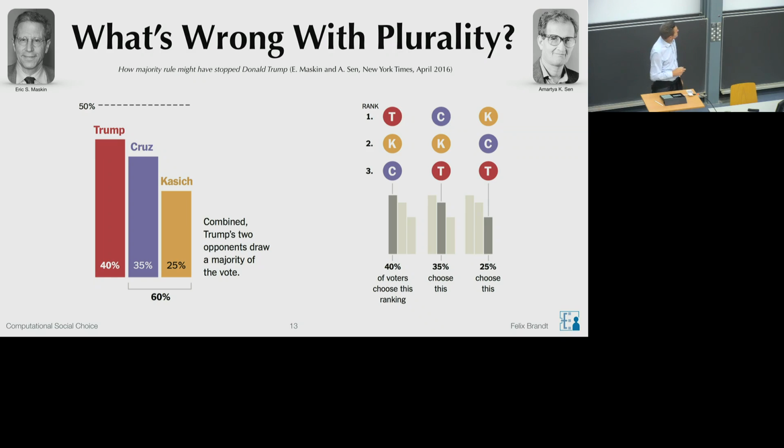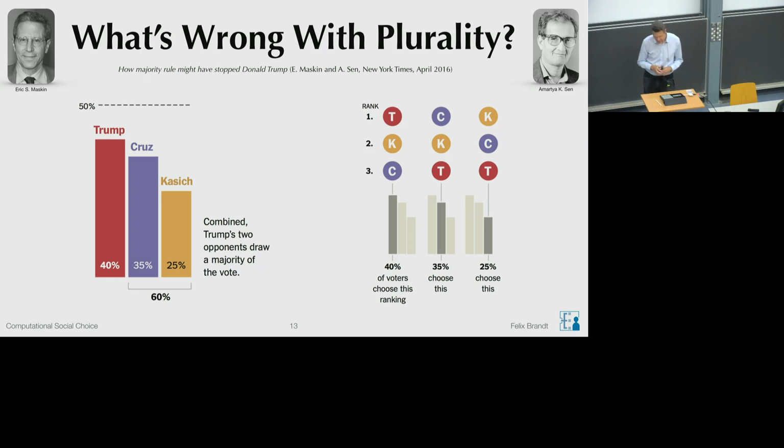Here you can already see that one problem of plurality is that it only takes into account the top choices. Plurality only takes into account this part of information, but it completely ignores all the other information.